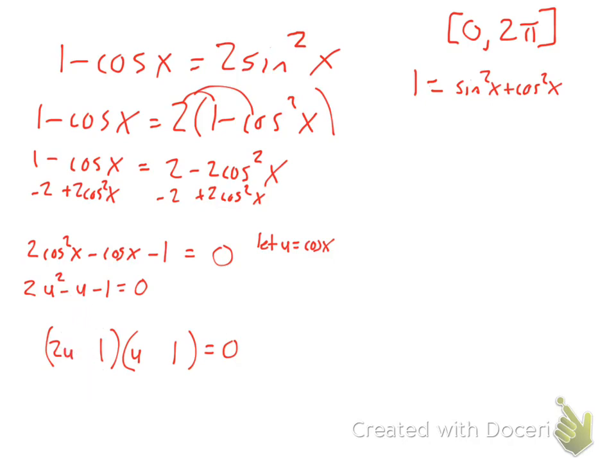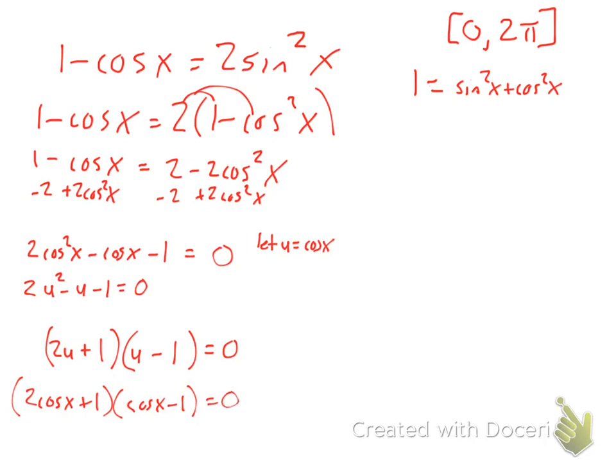And I think the only way that's going to work is if you put a plus here and a minus there. Because 2 times negative 1 is negative 2. Add the 1 back, you got negative 1. And 1 times negative 1 is negative 1. You have it factored. Now here's the thing. You don't solve for u. You solve by putting back in cosine. So this is really 2 cosine x plus 1 and cosine x minus 1 equals 0.